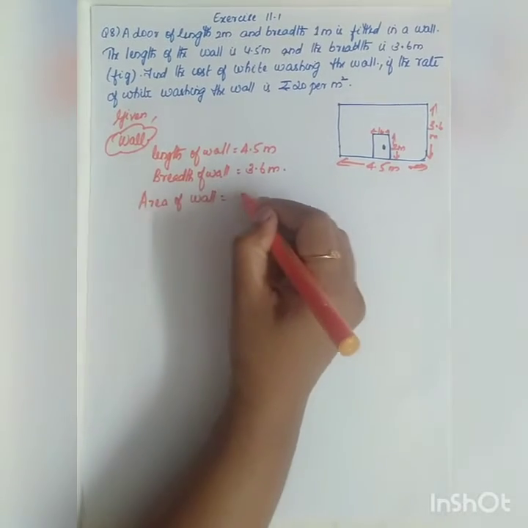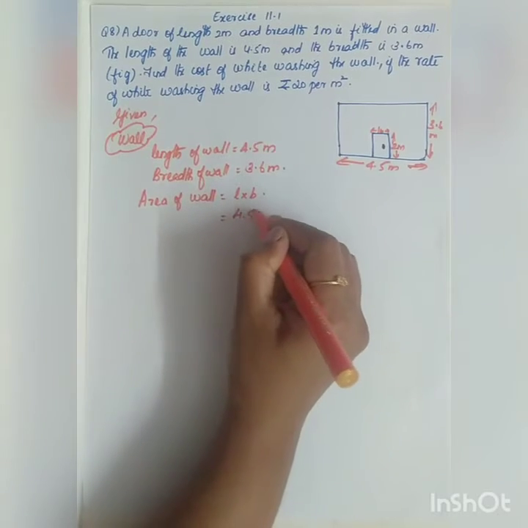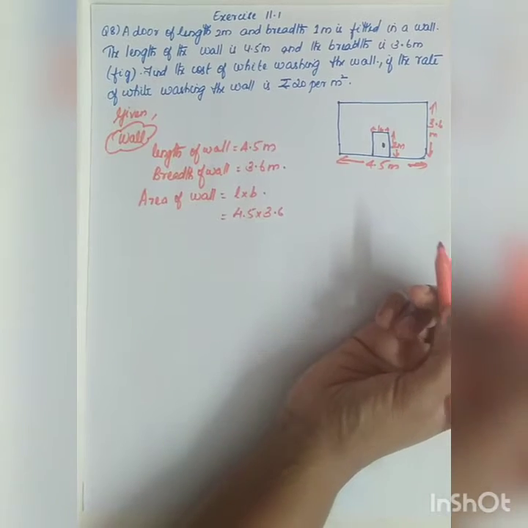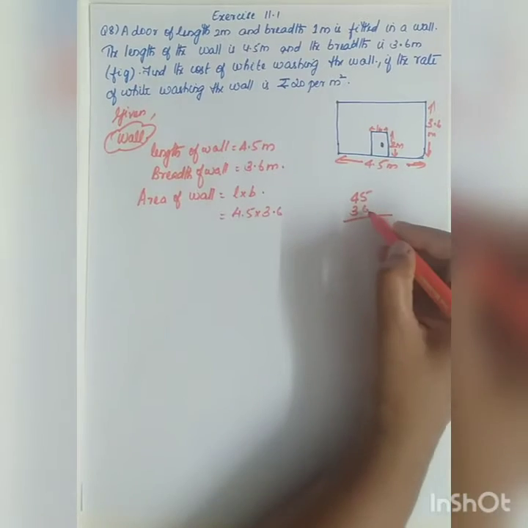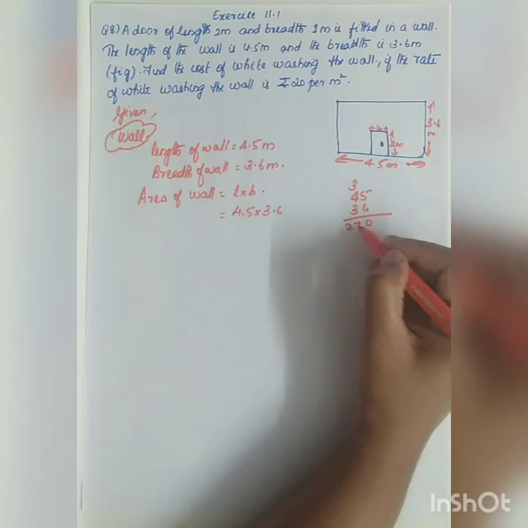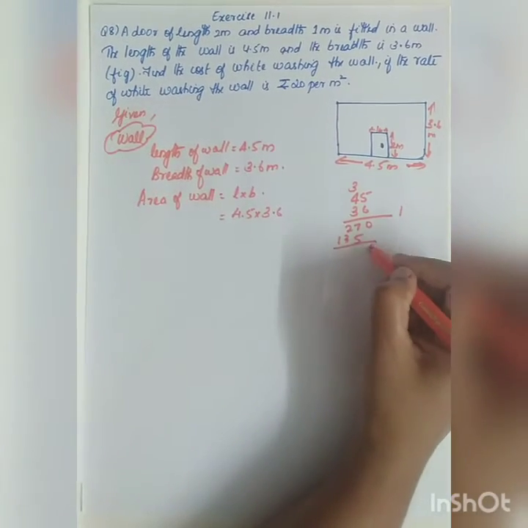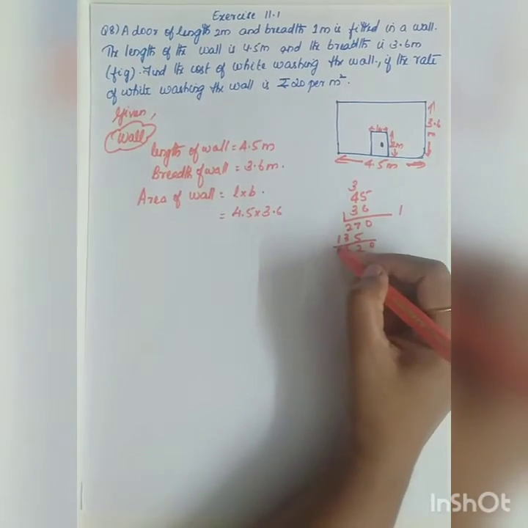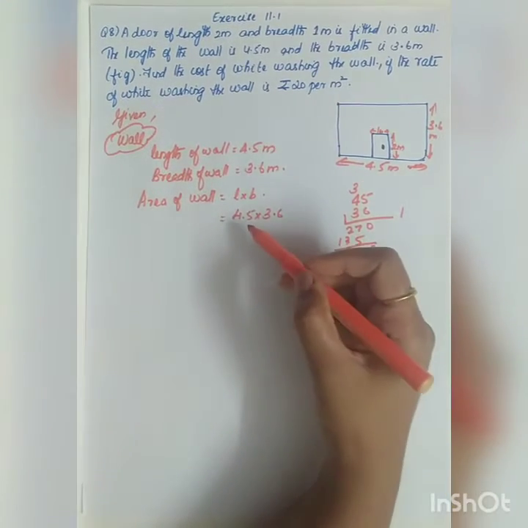Now what will be the area of the wall? Since it is a rectangle, it is L into B, which is equal to 4.5 into 3.6. So this is decimal multiplication. The easy method is to remove the decimal and multiply in a regular manner. So 6 5s are 30, 6 4s are 24, 25, 26, 27. 5 3s are 15, 4 3s are 12, 13. So you get 1620.